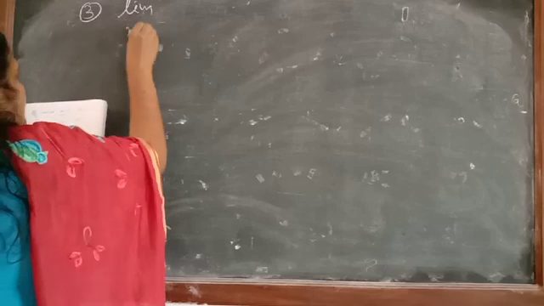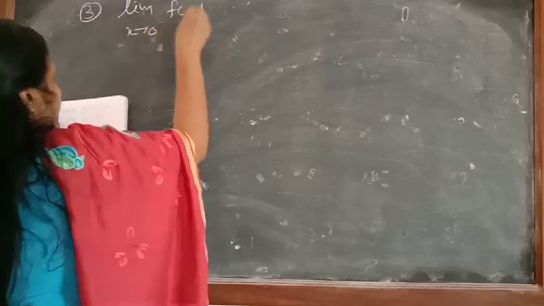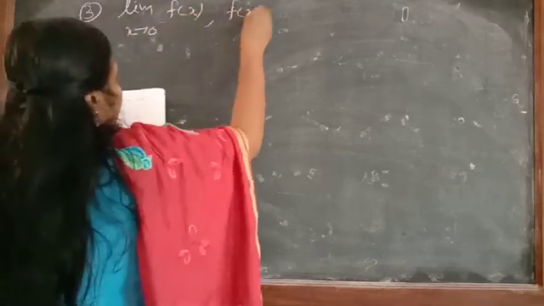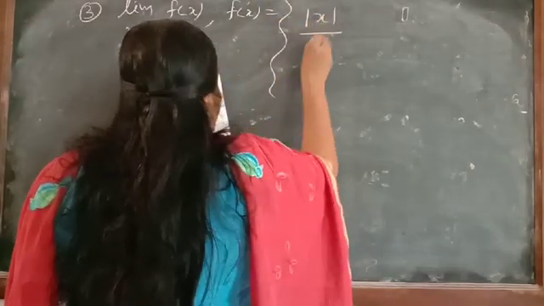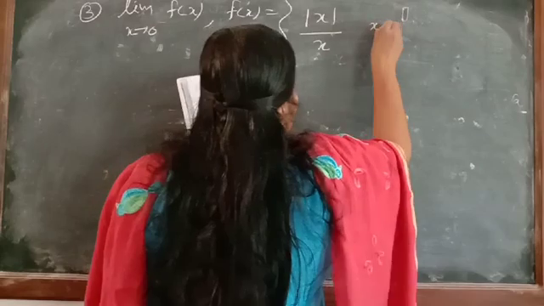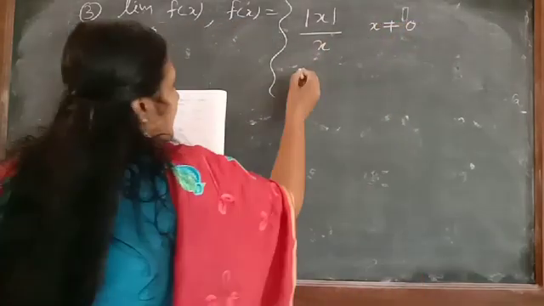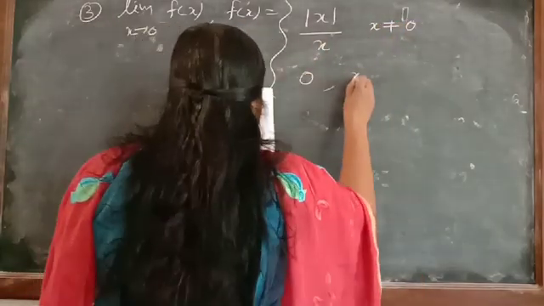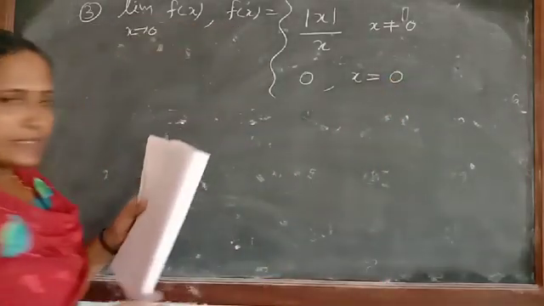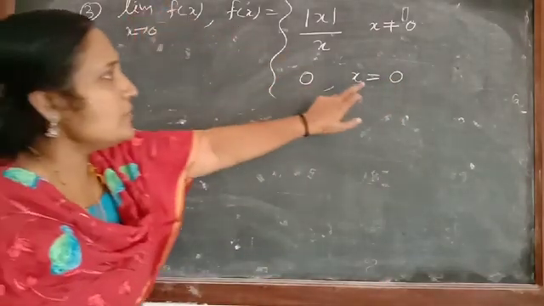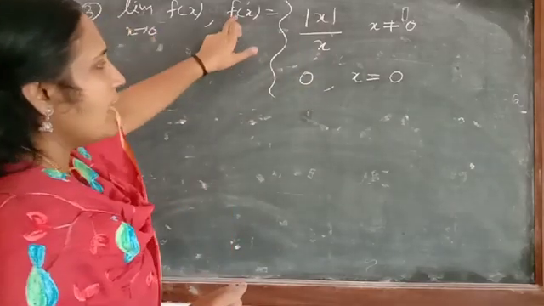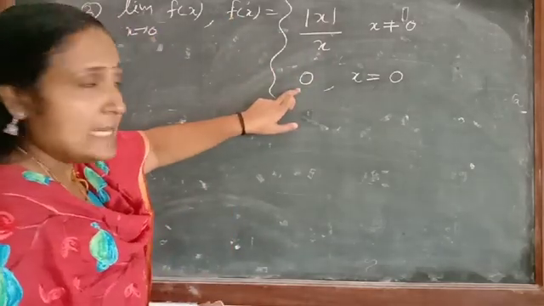In third question it is given, evaluate limit x tends to 0, f of x, where f of x is equal to mod x by x if x not equal to 0, and it is equal to 0 when x equal to 0. The function is defined in this way that when the value of x equal to 0, we have f of 0 equal to 0.